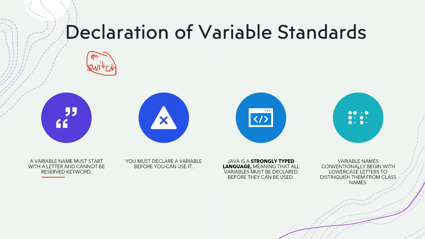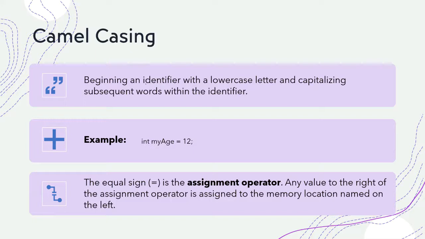Now, variable names conventionally begin with lowercase letters. Let's say age, age1. So it conventionally starts with small letters to distinguish them from class names. And then if your variable has two words, you have to make the first letter of the second word a capital letter, like this one. This is what we call camel casing. Camel casing is beginning an identifier with a lowercase letter and capitalizing subsequent words within the identifier, just like this one.